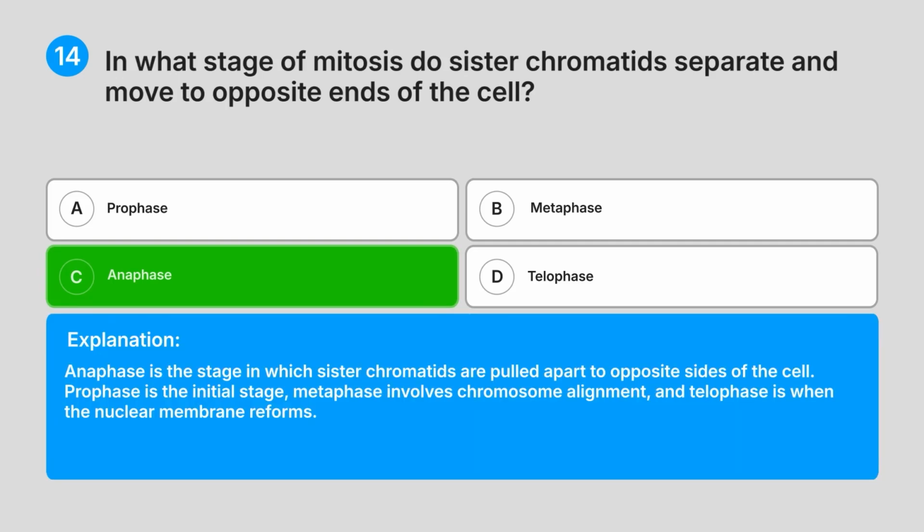Explanation. Anaphase is the stage in which sister chromatids are pulled apart to opposite sides of the cell. Prophase is the initial stage, metaphase involves chromosome alignment, and telophase is when the nuclear membrane reforms.